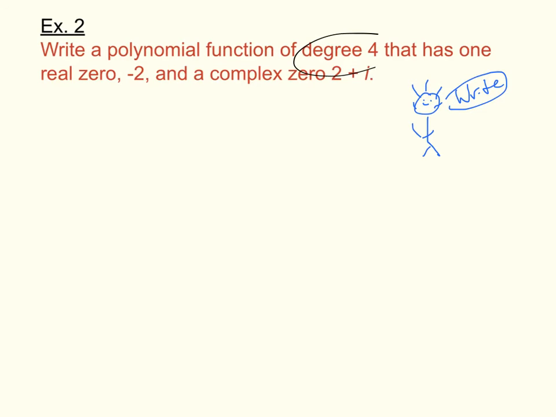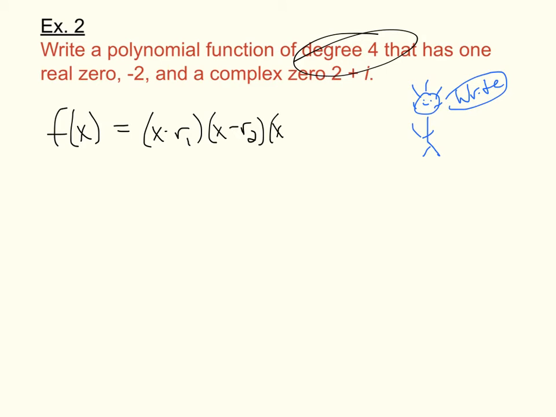Well, first let's see if we have enough info to get started. It's a polynomial function of degree 4, which means that according to the fundamental theorem of algebra, it can be rewritten as x minus r1, x minus r2, x minus r3. What the heck kind of a 3 is that? Sorry about that. I am losing it here. Let's get back on track. x minus r3, x minus r4, and it could theoretically be written like that.